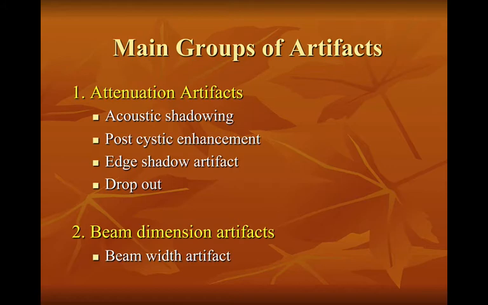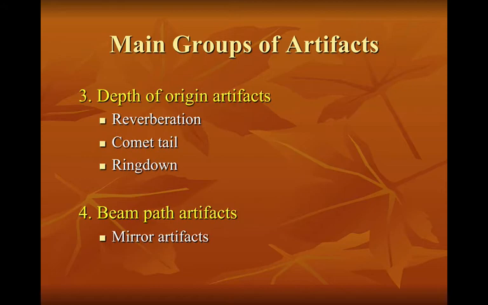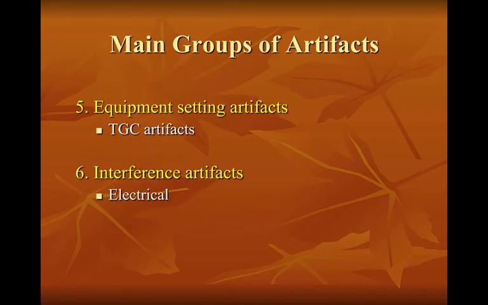Now, there are 6 main groups of artifacts. The first is attenuation artifacts, and that's where the ultrasound beam is weakened artificially. The second is called beam dimension artifacts, and we're going to go through each of those in great detail. The third is depth of origin artifacts. The fourth, beam path artifacts. The fifth, equipment setting artifacts, and the sixth, interference artifacts. And the good news is we're not going to go through those in such detail.